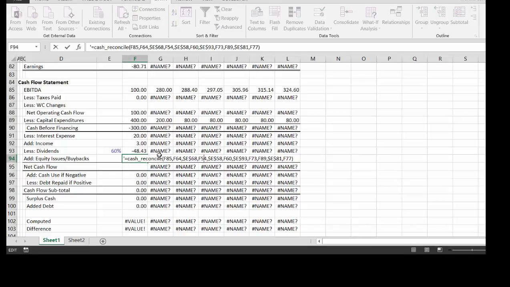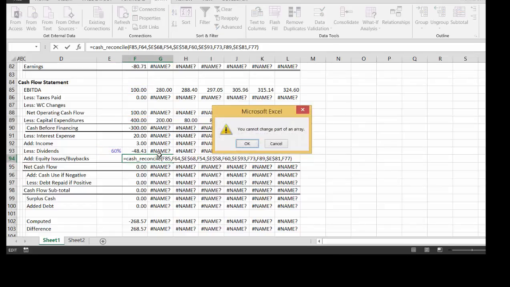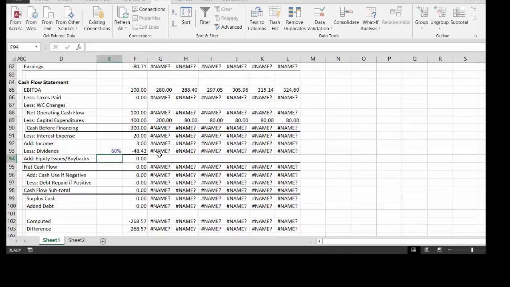So I'm pretty sure that this won't work, but F2, Shift Control Enter, it didn't work. Shift Control Enter. Oh shit. Okay, I can't even get our thing back. Shit. Just a minute.